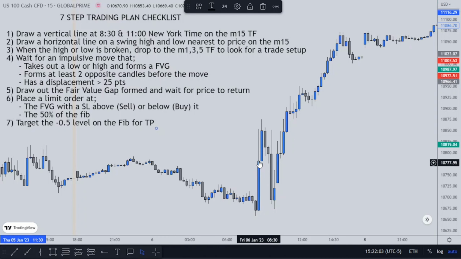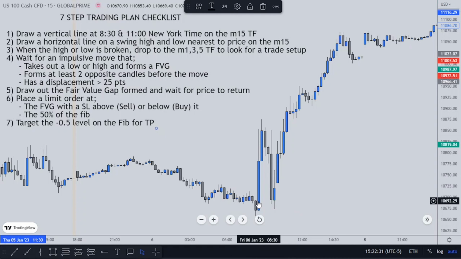As you can see, do you see how this candle here looks? This is what we look forward to, because this is an impulsive move. And we are looking forward to it taking out a low or a high and forming a fair value gap. So does this impulsive move take out a high, since it's in a bullish direction? Yes. You can see it has taken out this high, this high, and several other highs, including these other highs here. And has it formed a fair value gap? Yes, it has also formed a fair value gap.